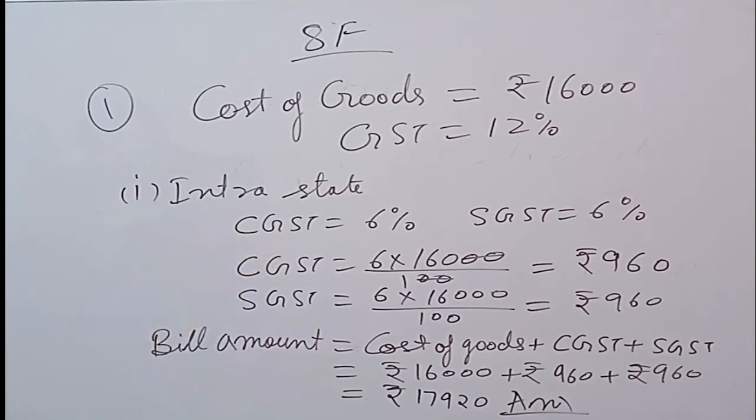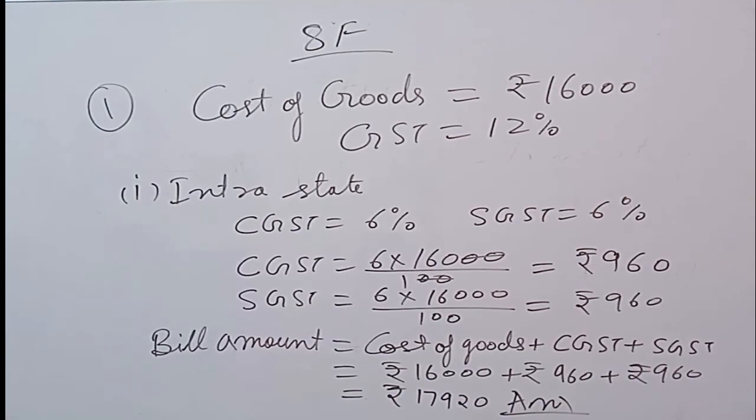Now calculate CGST. 6% of 16,000 upon 100, that is rupees 960. SGST equal to 6% of 16,000 upon 100, that is rupees 960. So the bill amount will be cost of goods plus CGST plus SGST, that is 16,000 plus rupees 960 plus rupees 960, that is rupees 17,920. The bill amount that is paid by the buyer. So in that way you can do question number 1 first part.